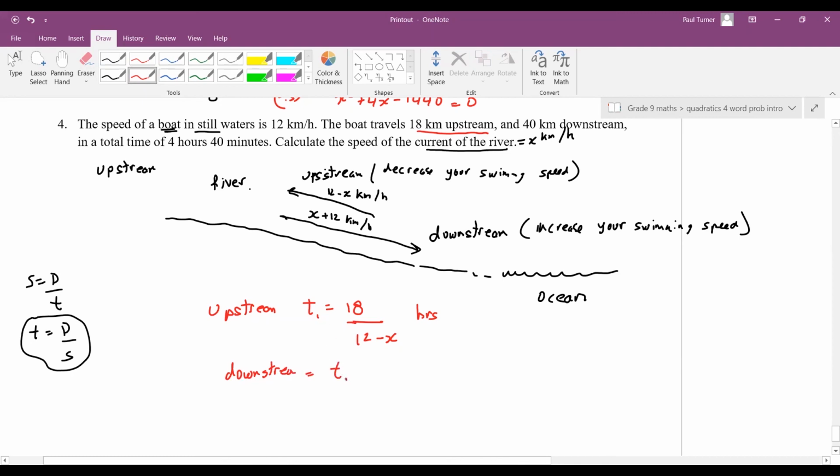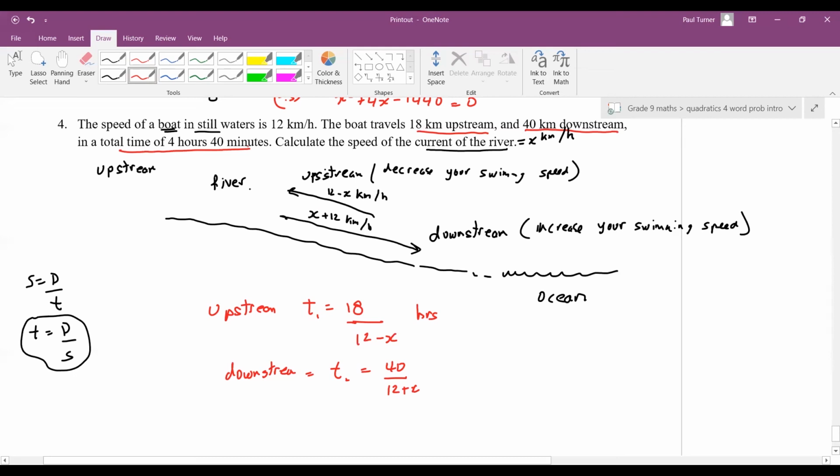We can call that T2 if you like. So when we go downstream, we're going to go 40 kilometers. So the distance is not the same now. And our speed will be X plus 12 now, because we're going down, the speed is picking up because the current is pushing us downstream. So that's 12 plus X. Okay. And now it says the total time is 4 hours, 40 minutes. So you've gone 18 kilometers upstream, turned around, and gone 40 kilometers downstream in 4 hours, 40 minutes.